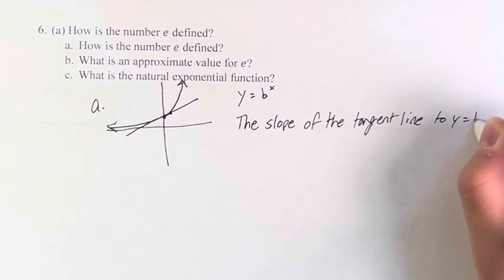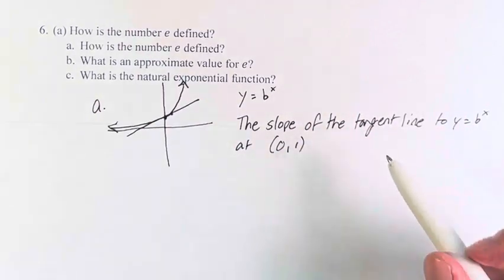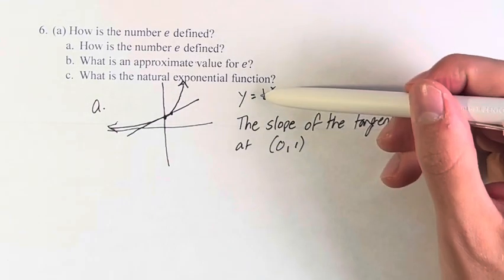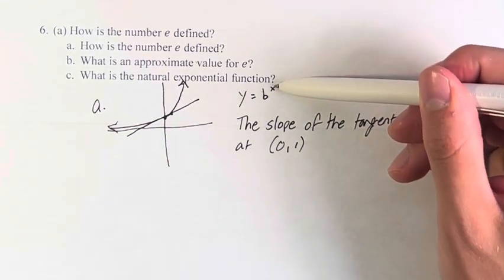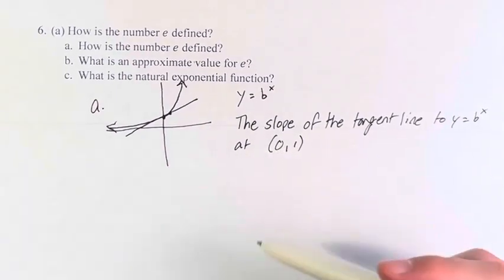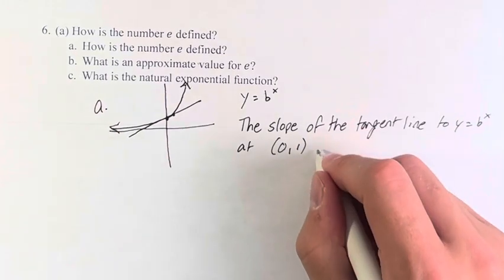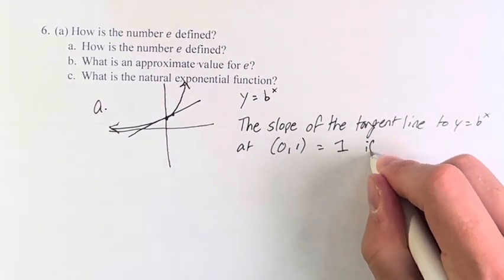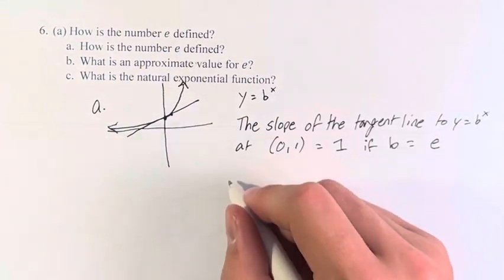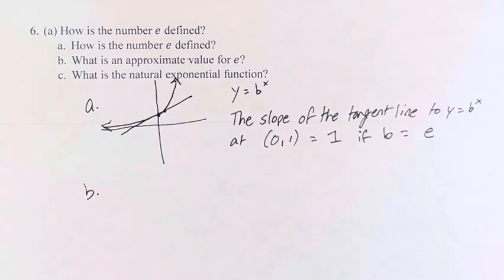to y equals b to the x at the point (0, 1), which is on all of these functions in this family, because no matter what b is, if b to the 0 power is calculated, it's equal to 1. So they all go through this point, and the slope of the tangent line to y equals b to the x at (0, 1) is equal to 1 if b is equal to e, this value.